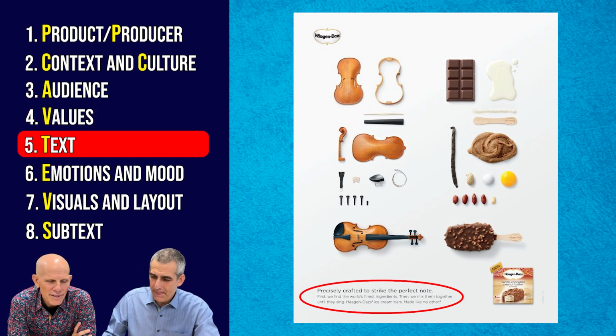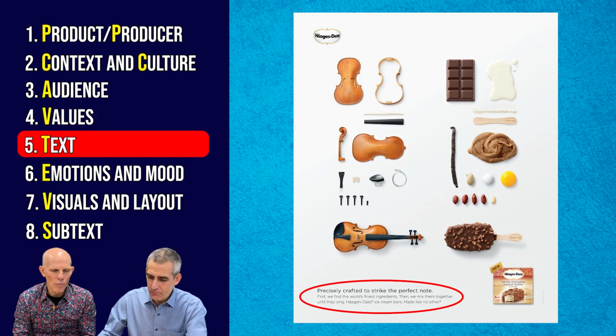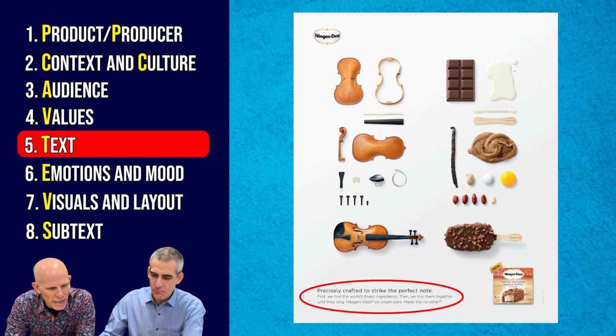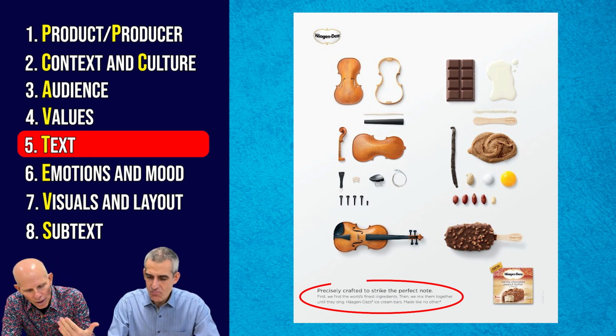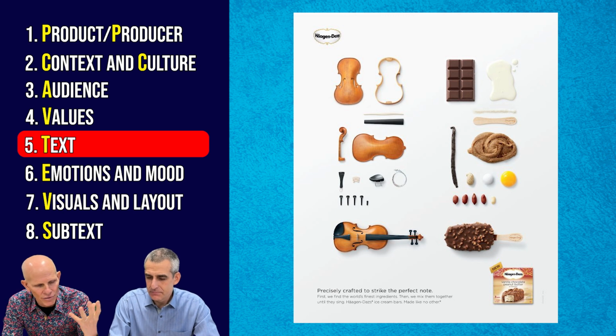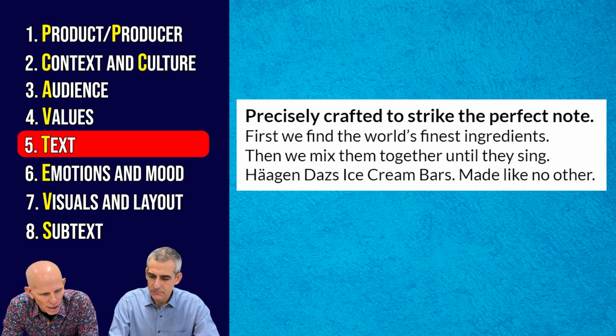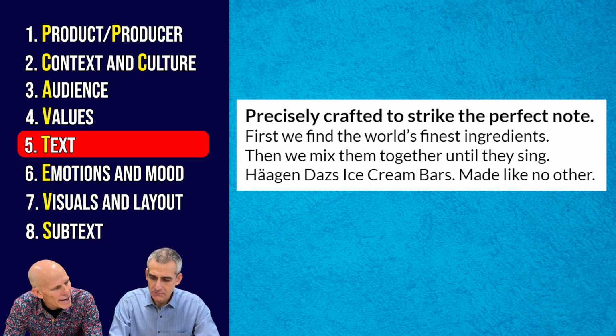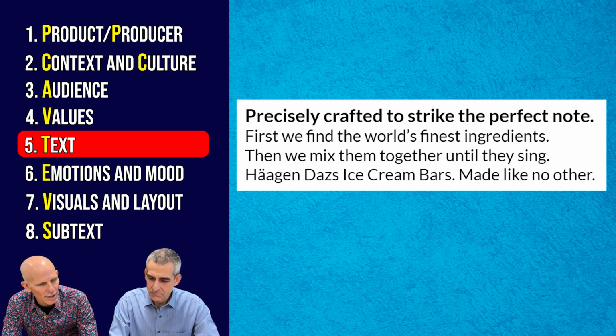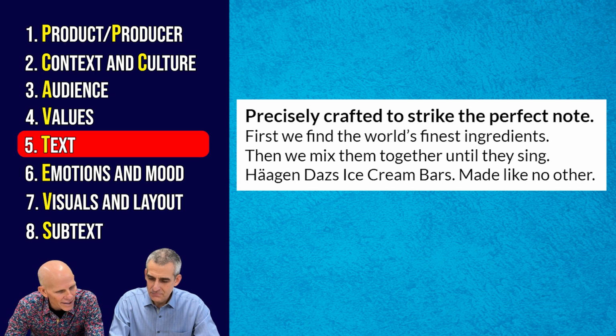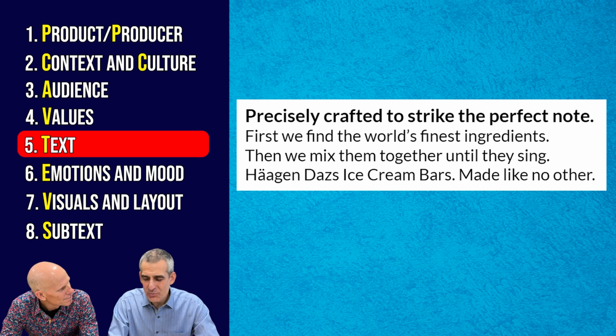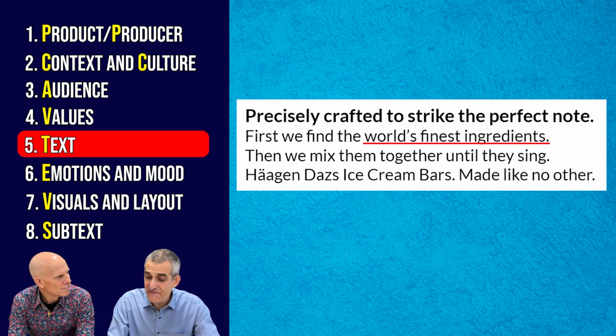Yeah. The text itself of this advertisement, again, we don't have a lot of rich text, but I'm just going to read some of the slogan and a little bit of the copy of the text, as we call it. It's down in the left-hand side of the advertisement. Precisely crafted to strike the perfect note. First, we find the world's finest ingredients. Then, we mix them together until they sing. Haagen-Dazs ice cream bars. Like none other. Yeah, I have to say, I love the superlative of the finest ingredients.